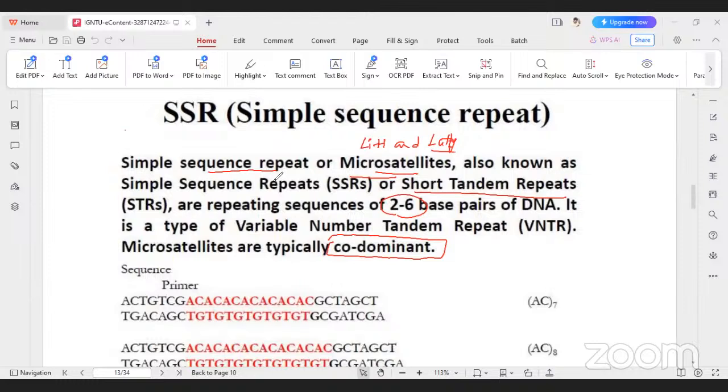The tandem arrangement repeats mono, di, tri, tetra, penta nucleotide with different lengths of repeated motifs, for example, AC, AC, AC, AC, AC, AC. It is TG, TG, TG, TG, TG, TG. So this is repeated.